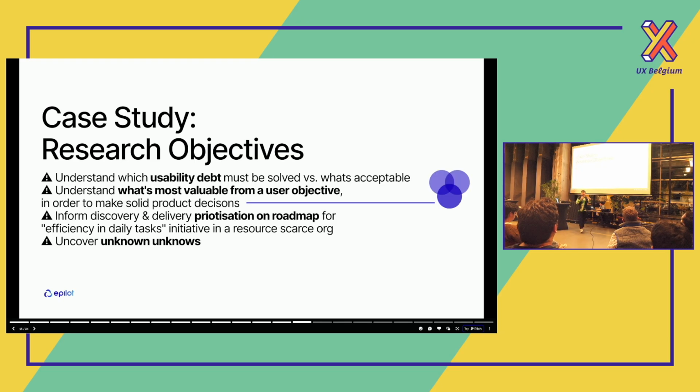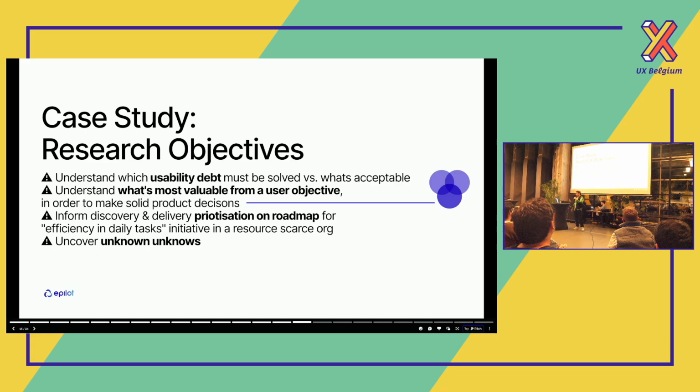When we do research, we always have research objectives. These research objectives were, for this case, to understand which usability debt must be solved in the platform versus acceptable to keep in order to grow faster and focus more resources on building new stuff. The case study will focus on finding out what's most valuable from a user perspective in order to make solid product decisions. So remember the 3 circles from the beginning.